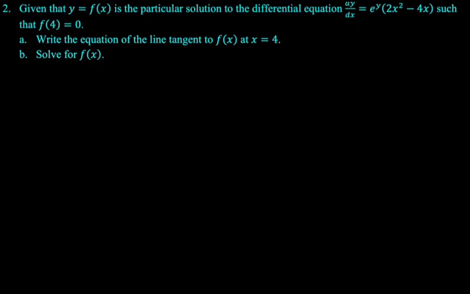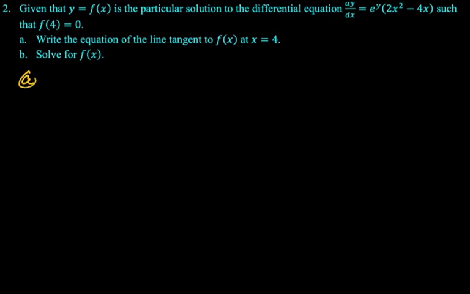Given that y equals f of x is the particular solution to the differential equation dy/dx equals e to the y times the quantity 2x squared minus 4x, such that f of 4 is equal to 0. Write the equation of the line tangent to f of x at x equals 4. I cut off the top of that there. For a second there, I thought you could combine those, and I was like, what am I even doing?